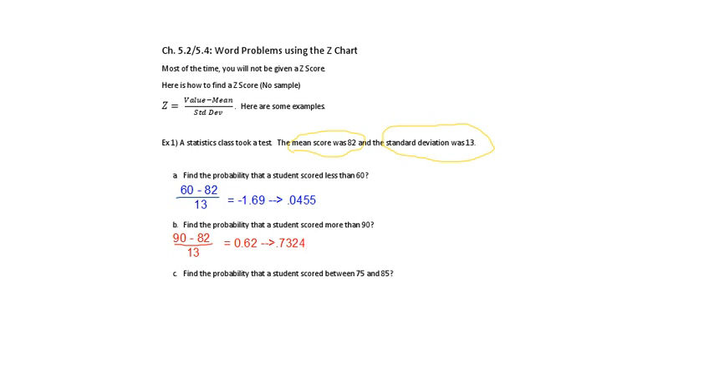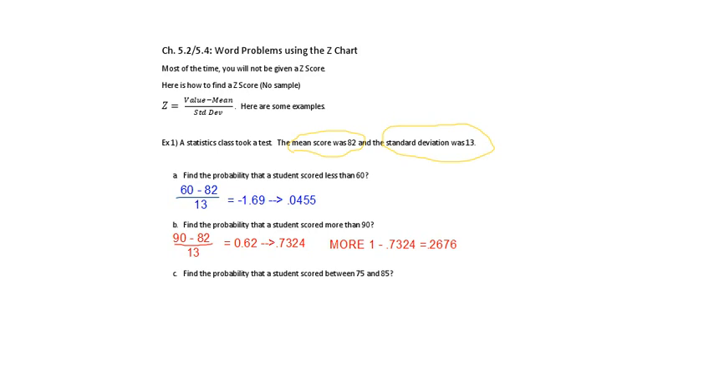But remember, the key word is more. And more means subtract from 1. So we're going to do 1 minus 0.7324. And that's going to equal 0.2676. Just like that.